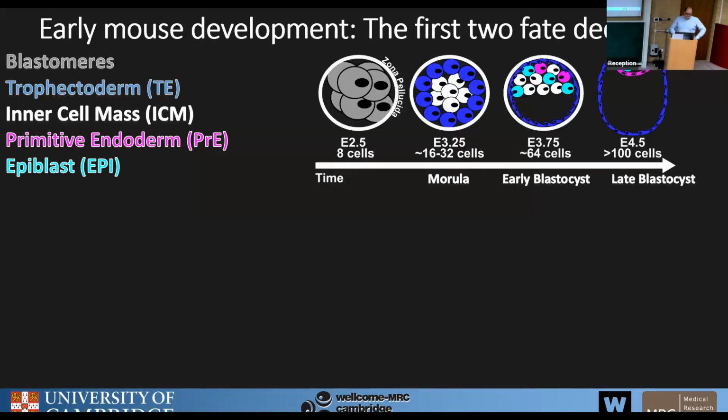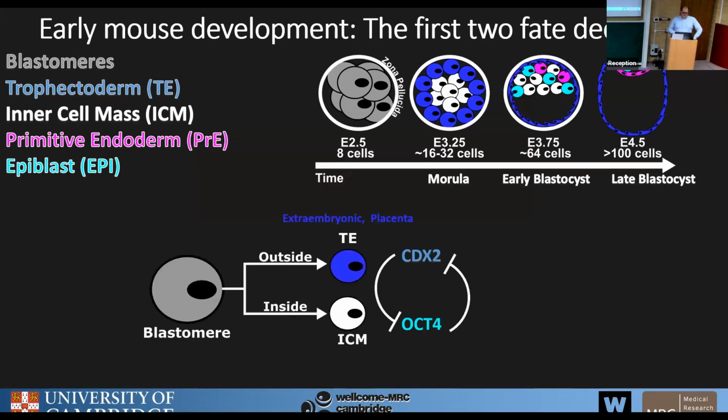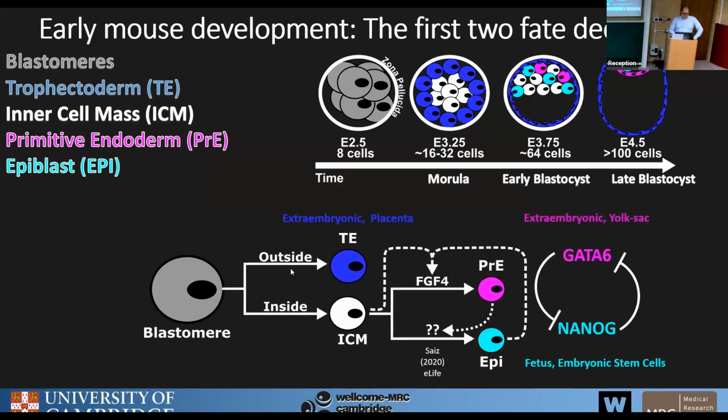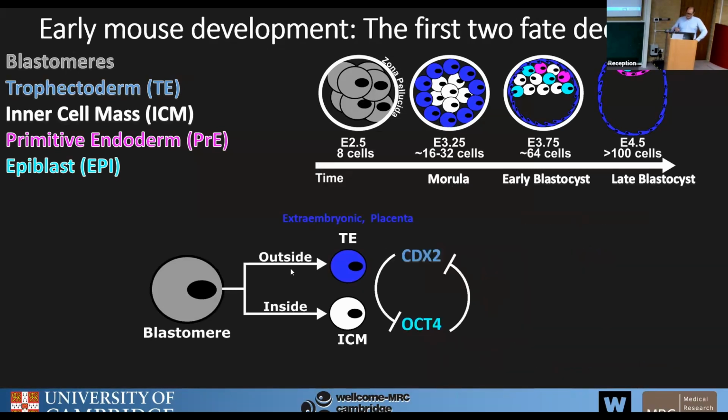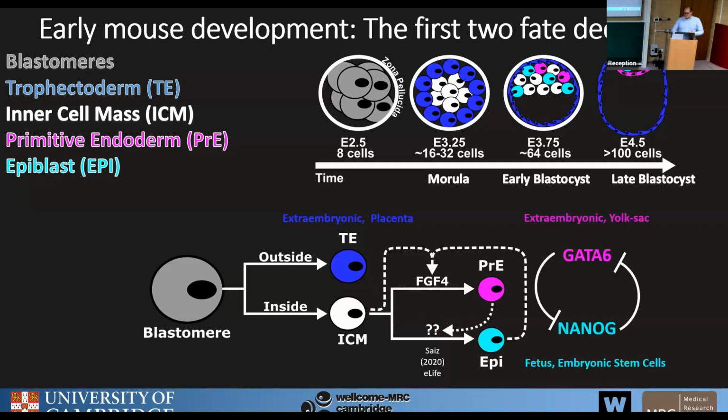So the first fate decision is at that 8-cell stage, we undergo compaction where the outer cells become trophectoderm, which is this extraembryonic tissue which will found the placenta. And that's driven by one of these key transcription factors called CDX2. And the inner cell mass will remain on the inside, non-polarized, and established there by the expression of OCT4.